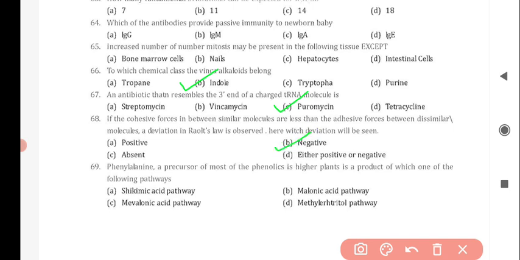Next question is, phenylalanine, a precursor of most of the phenolics in higher plants, is a product of which one of the following pathways? And the correct answer is glutamic acid pathway.